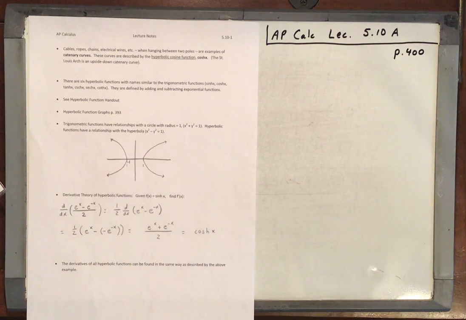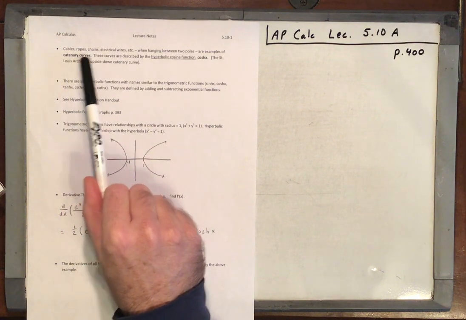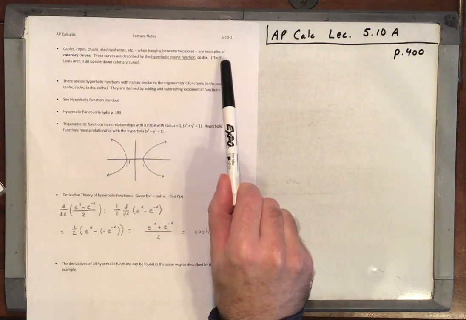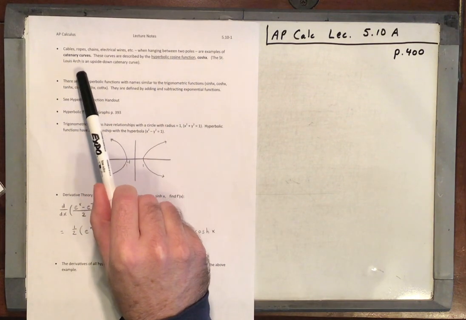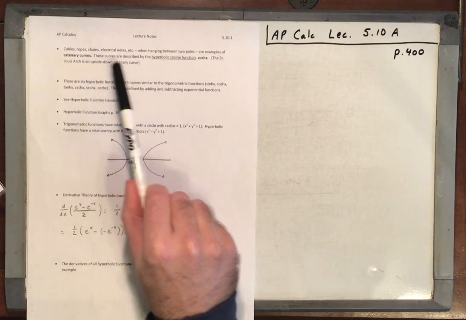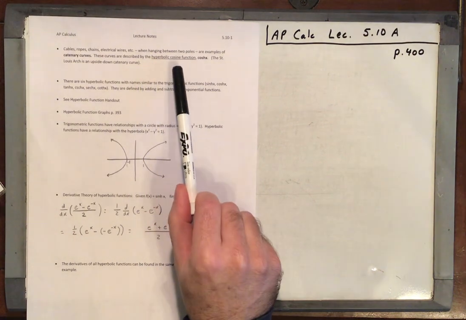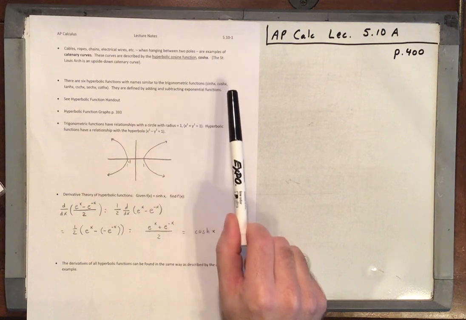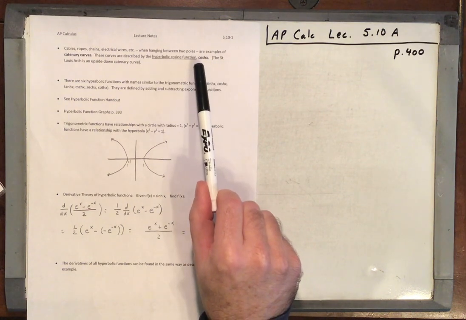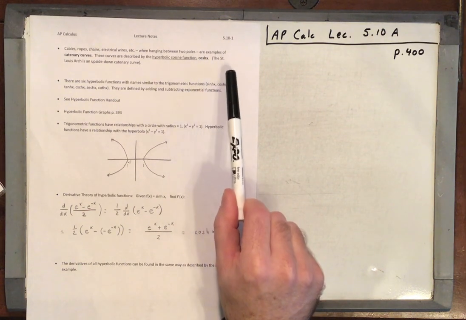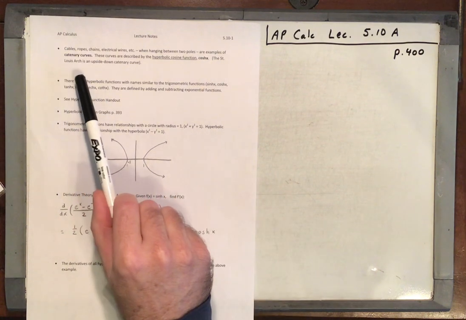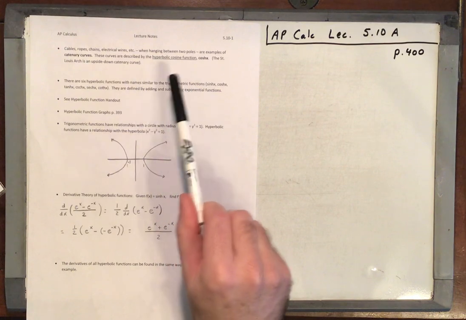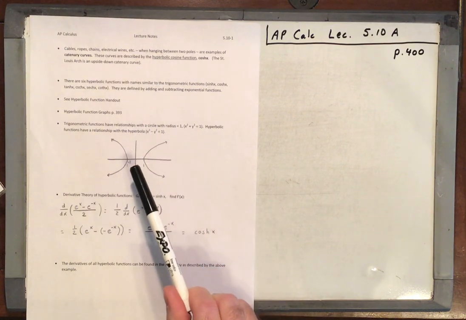But just reading through the bullets, cables, ropes, chains, electrical wires, when hanging between 2 poles are examples of catenary curves. And these curves are described by the hyperbolic cosine function. So that cosh x, C-O-S-H-X, the way that you say that is hyperbolic cosine of x. The St. Louis Arch is an upside down catenary curve, so that's probably one that all of you have visited, maybe you've been up in.